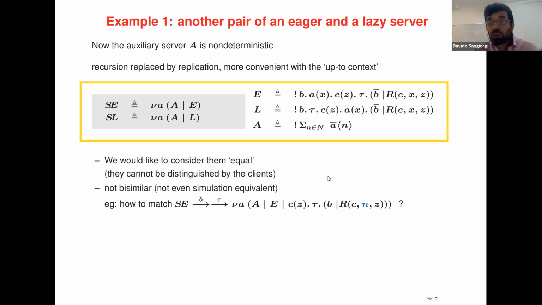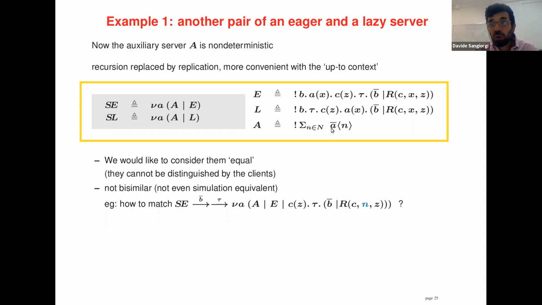So for this reason, we would like to consider the two systems equal, but they are not bisimilar. They are not even simulation equivalent, in fact. For instance, consider the tau action in the system whereby the eager server interacts with the auxiliary server receiving an integer, okay? This is a tau action that is a commitment to using a specific N in the following interaction protocol with a client. So this is a specific commitment to a certain integer.